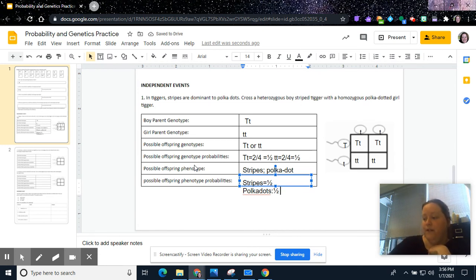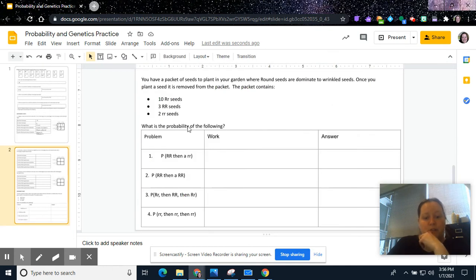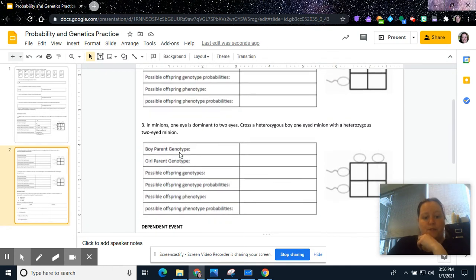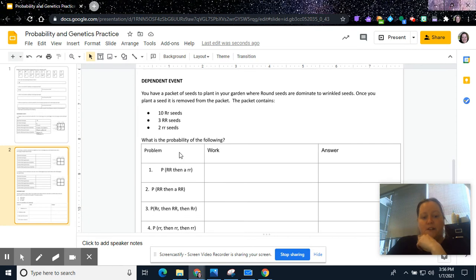So then on page 2, you'll be able to look back at this, and I want you to try to work out problems 2 and 3. And then down here, you're going to see where we talk about dependent events. I want to work through the first example with you. So you have a packet of seeds to plant in your garden where round seeds are dominant to wrinkled seeds. Once you plant a seed, it is removed from the packet. Okay, so like you plant a seed, now the seed's no longer there, you have one less in your packet.